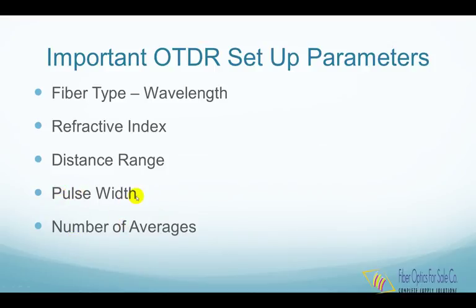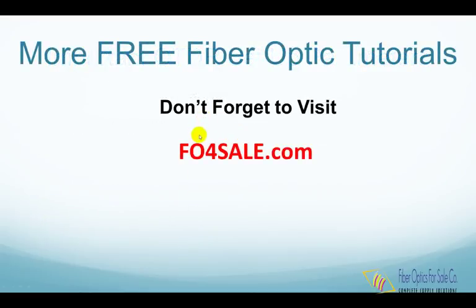Longer pulse widths are effective for testing long distances, while shorter pulse widths provide higher resolution. Number of averages is the number of repetitions that the OTDR will send the pulse before calculating data and creating the trace. A good place to start is 64 averages, which will give good range and fast trace acquisition. So there you have it.